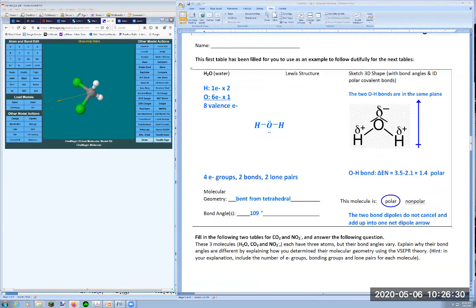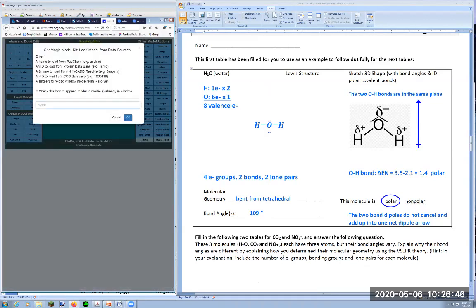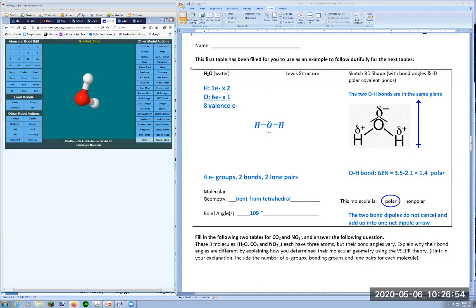Here, I hope you see my mouse, but I show name. Right here. So click name, and then write in the space where it says aspirin, write water. Okay, and that will change your molecule to water. And you see how you can put down your mouse and turn the molecule around. So it really helps you, I hope, to see the shape of the molecule.